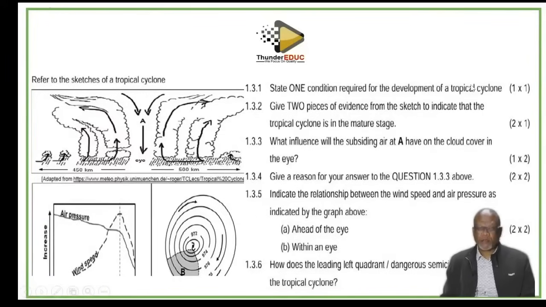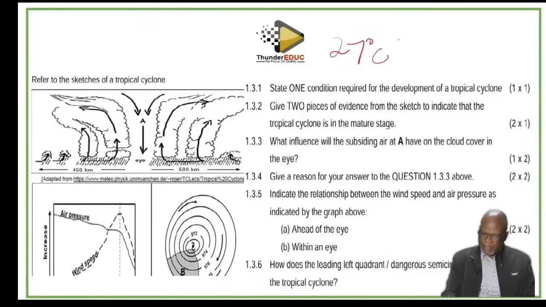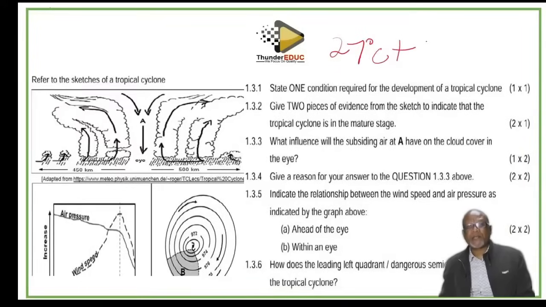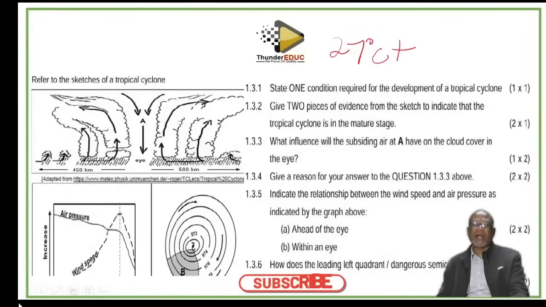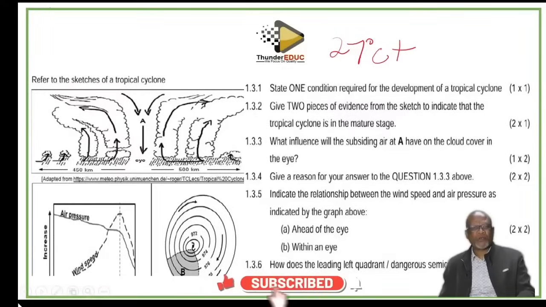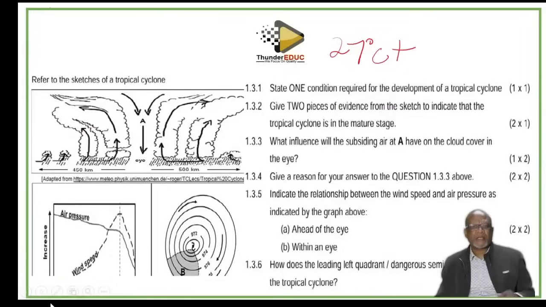So, what is it that tropical cyclones need? Tropical cyclones need temperatures of 27 degrees and above. But it must not be just temperatures of 27 degrees and above. It must be ocean temperatures, because if they are not on or in the ocean, that will not favor the development of a tropical cyclone. It must be surface water temperatures or ocean temperatures of 27 degrees and above. And that is number one.